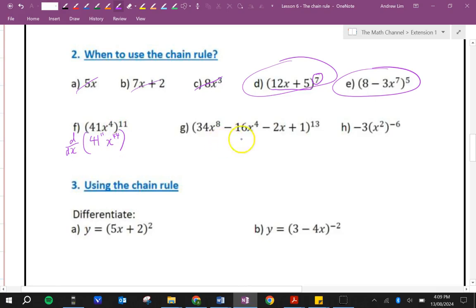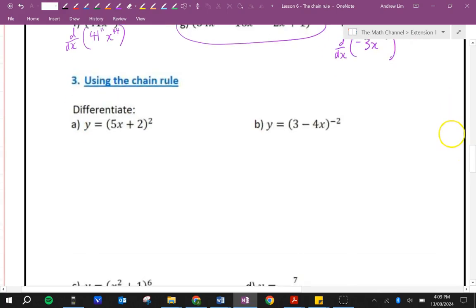Question G, yep, I would definitely use a chain rule for that. That looks complicated. We've got something in brackets to a power. And for H, no, I wouldn't use a chain rule here because I could just simplify this as minus 3x to the power of minus 12, and I can differentiate that easily.